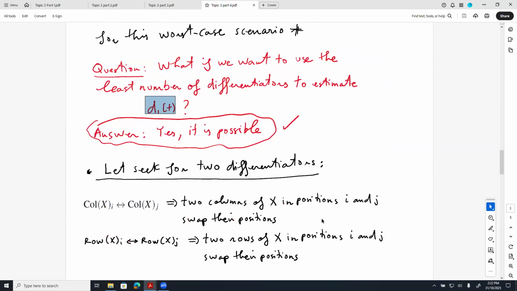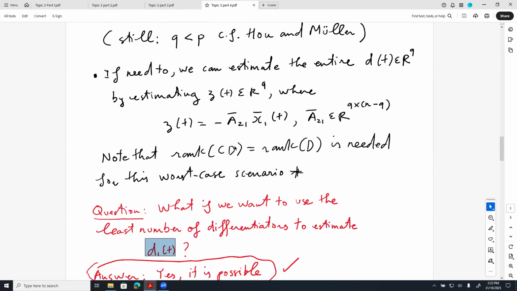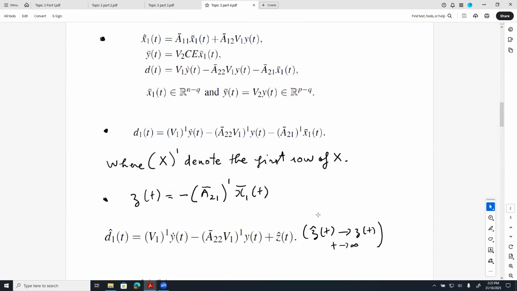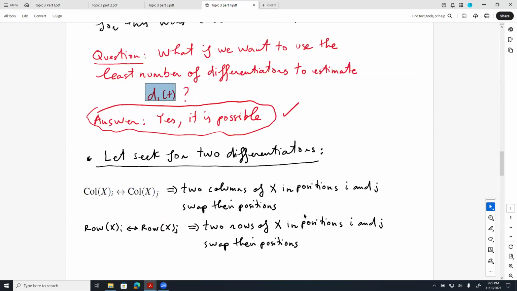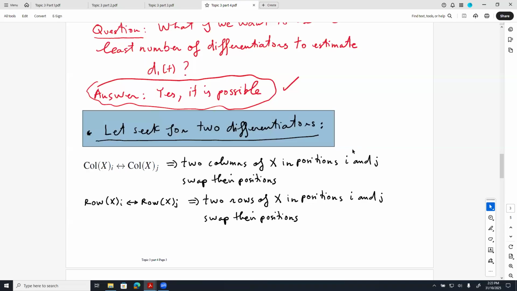And so we then come up with the idea of searching for the minimum number of output differentiators that we can have in our decomposition of the unknown input d1 of t in its own entirety. All right. So that comes to this bit here, where we say, okay, let's seek two differentiators. Now, what does it mean? It will be a bit clearer later.